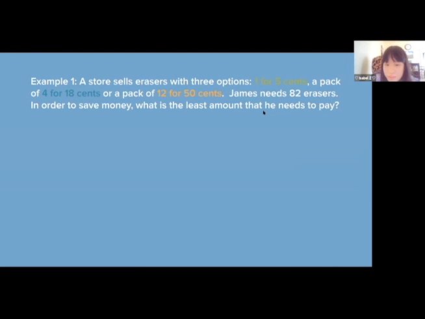So I tried to buy as many 12 packs as possible, which is 6, so that's 6 times 50, and then I have 10 left to buy. So then I can buy two 4 packs with that. So that's 2 times 18. And then there's 2 left. So then that's 2 times 5. So then I added the products all up and then I got 346 cents or $3.46. Cool.